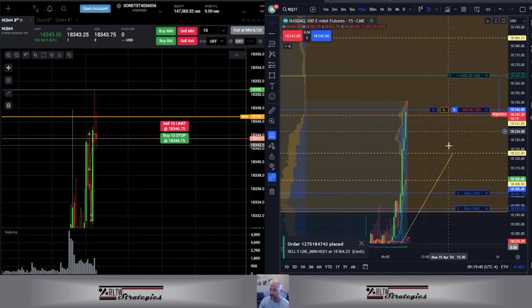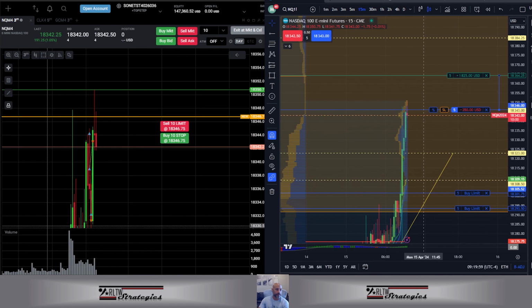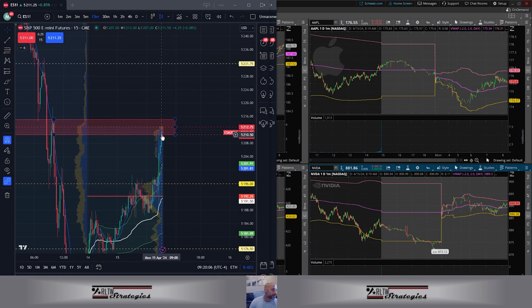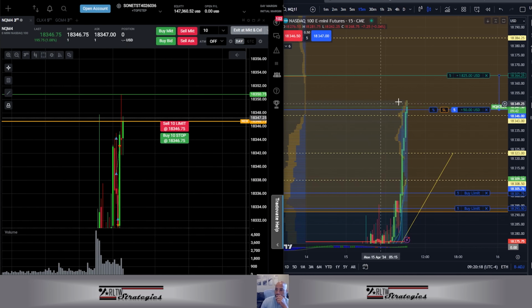All right. We could also drop down to here. And once ES breaks this red buy block area, man, we're gonna go to this dotted line up here. Oh, you can't see it. We'll go here. Once the ES breaks this red box, quite possibly we could go all the way up to this dotted line or even higher. But that's what I'm watching for.